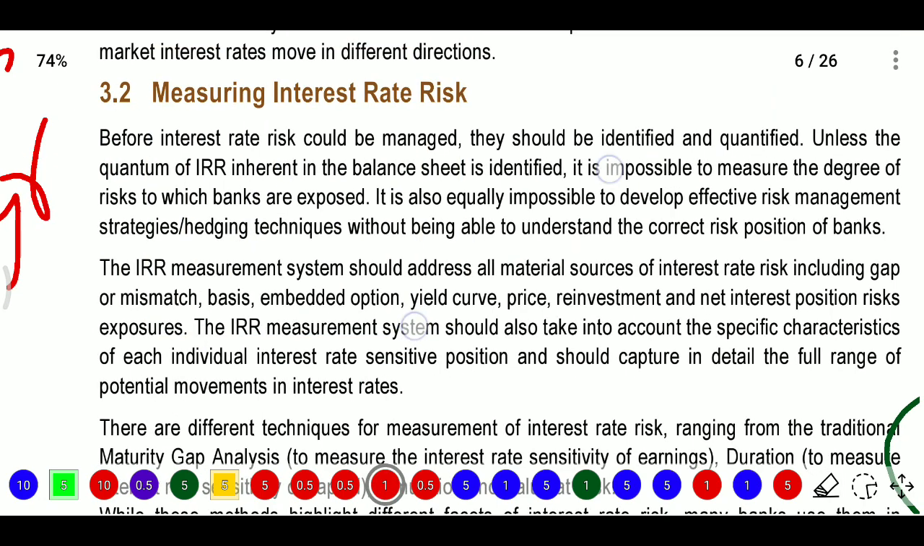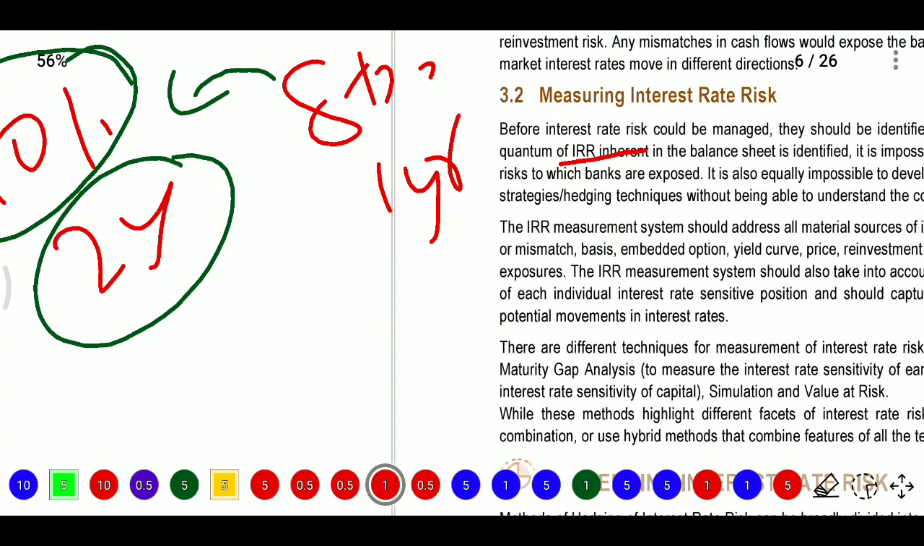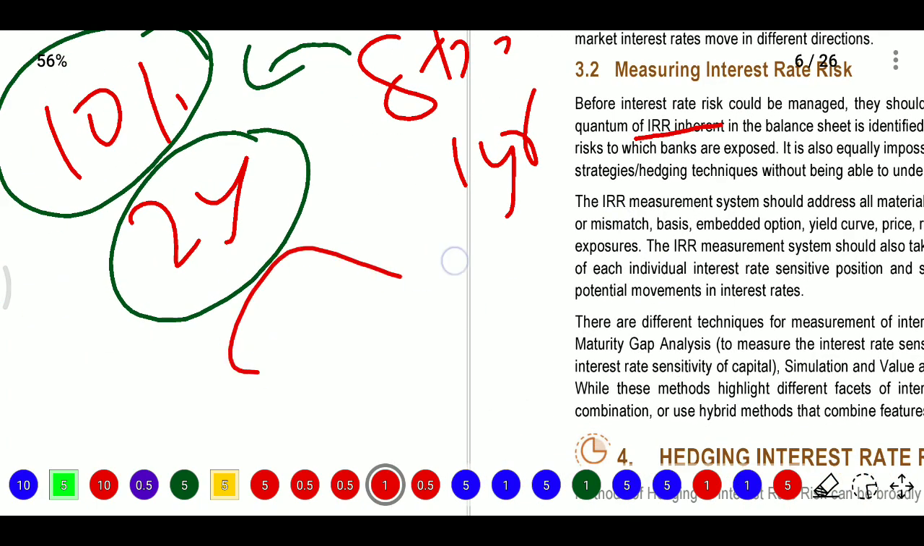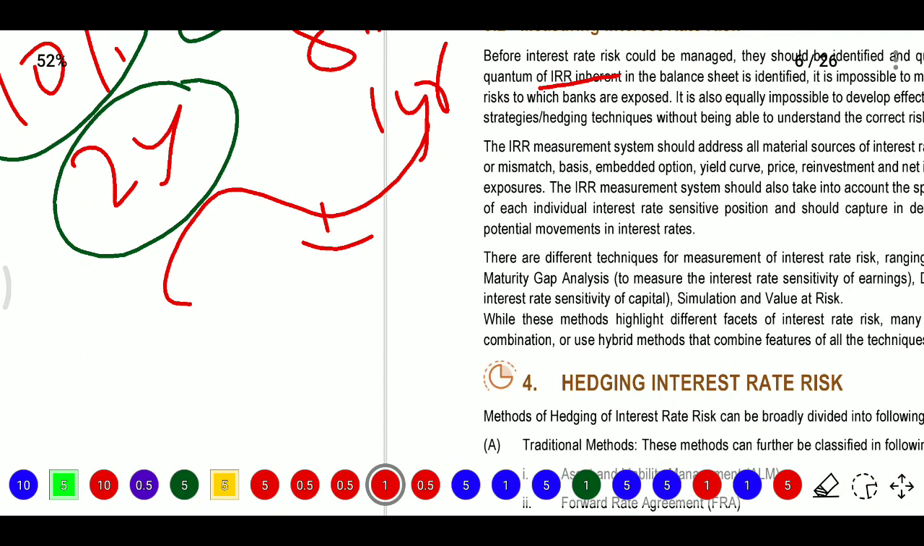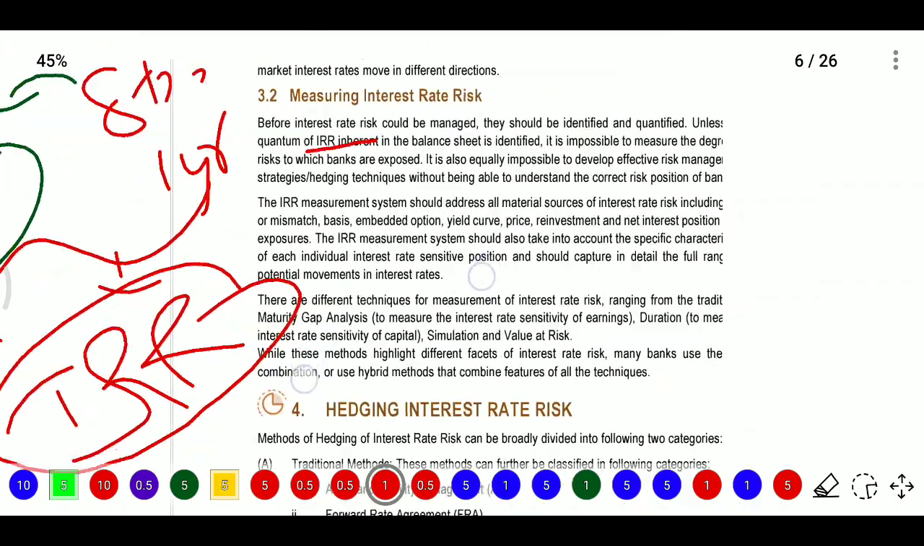That only they are telling. So when there are different rates for different timing periods, you need to identify the IRR rates. The IRR rate will be considered to take the decisions.